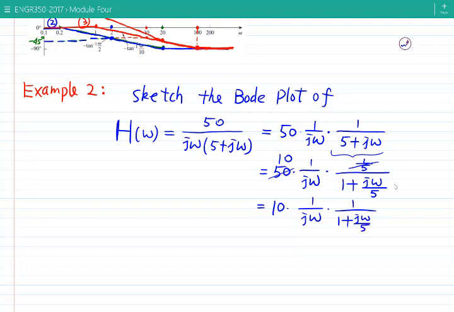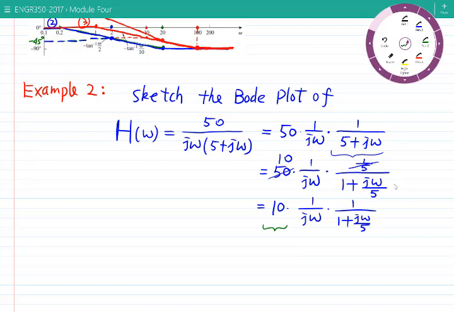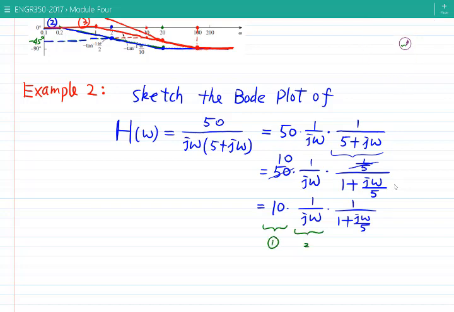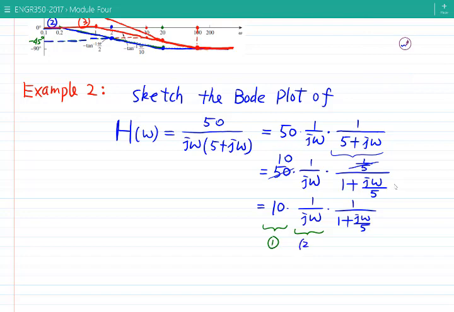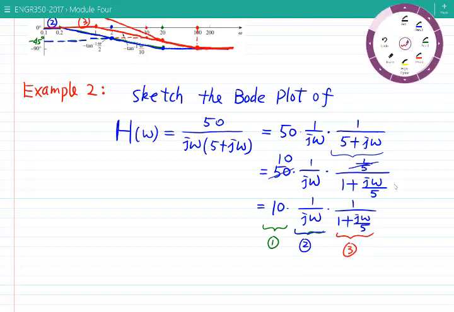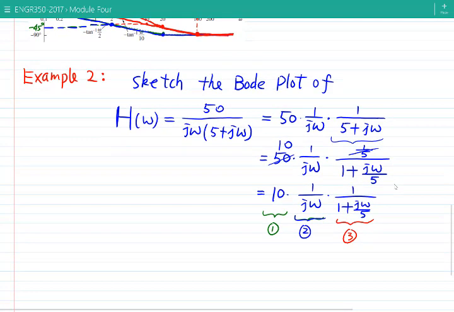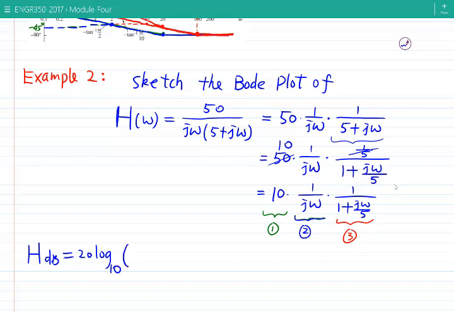Okay, so we have three factors. The first factor is a constant. The second factor is a pole at the origin. The third factor is a simple pole. So let's first plot the magnitude of the transfer function in dB value. By definition, the magnitude in dB is 20 log base 10 of the magnitude of the transfer function.